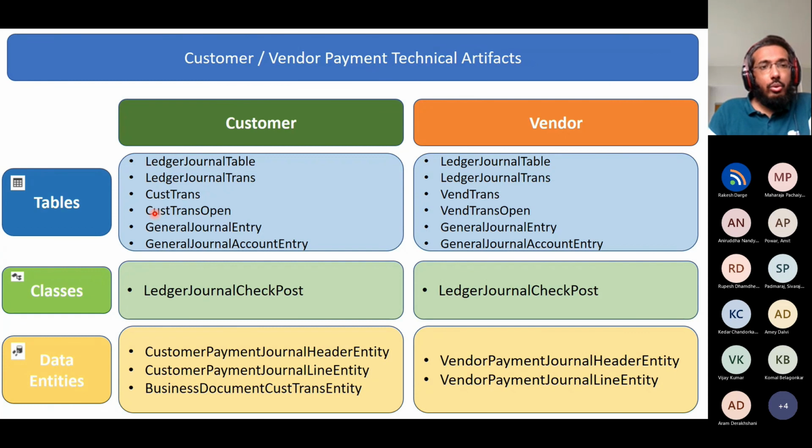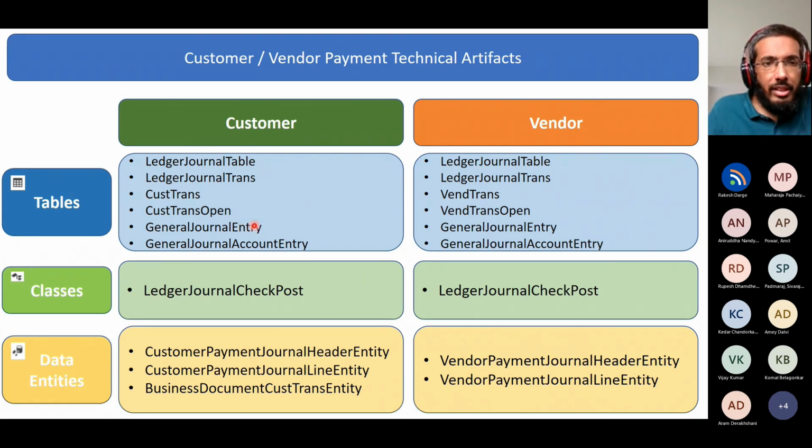Again, as I mentioned, there are two ways of doing the ledger journal. Either you can mark the record of the invoice for settlement while you're creating the ledger journal, or you can just take the payment without marking the invoice or performing the settlement activity. If you are not performing the settlement activity, in that case you'll also find a record in cost trans open for the open payment. And once you perform the settlement, it then moves on to a separate table. And that's something I'm going to show in the next slide quickly.